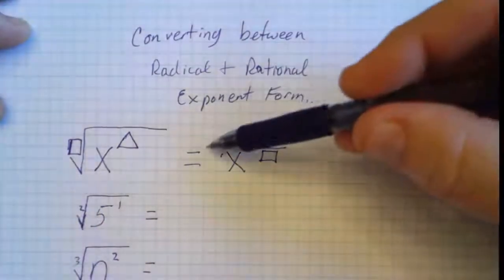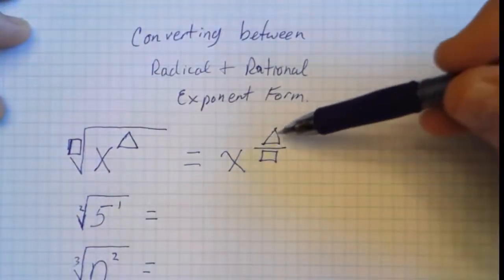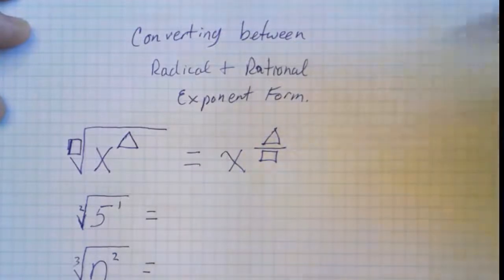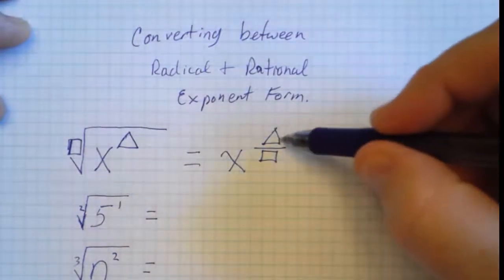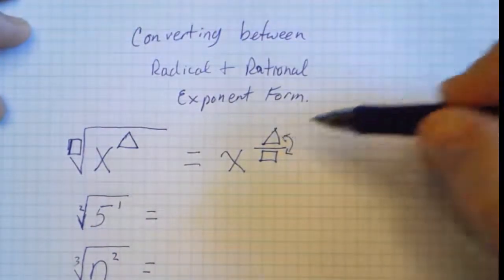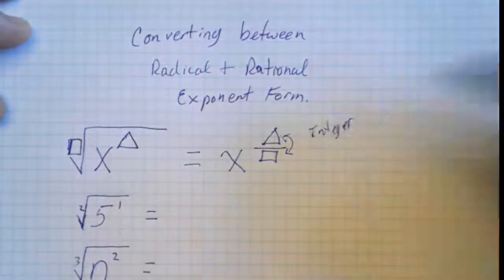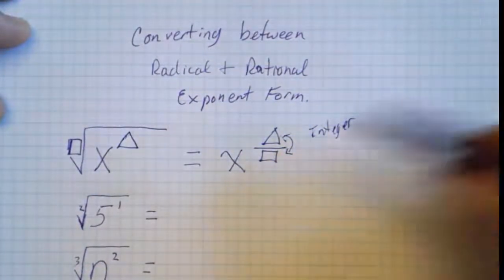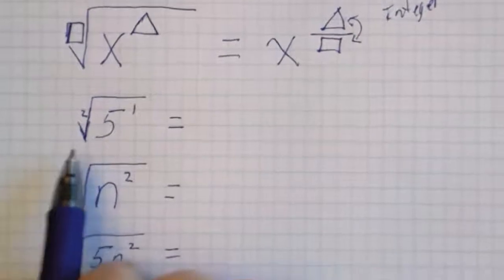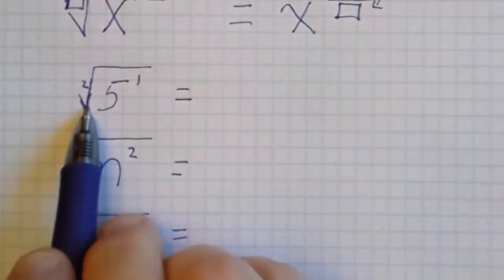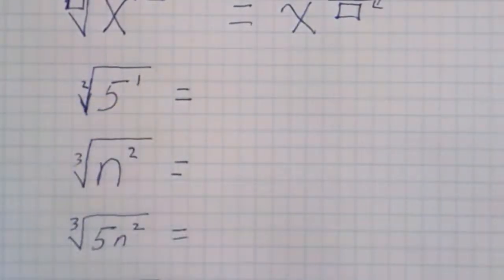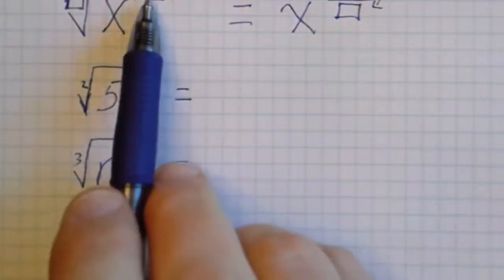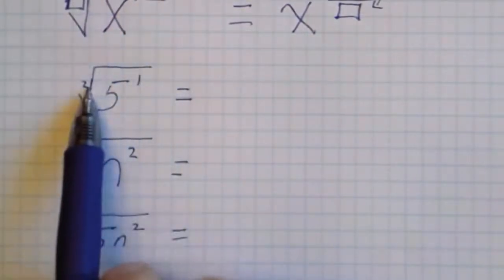And its equivalency is x raised to the triangle over box. And this is a form of a rational where we have two integer values forming a ratio, and that's what rational numbers are. For our first example here, we have the square root of 5 to the first power. Now, of course, we don't really need this 1 there. I just put it there to represent the triangle, and then the box is represented by the 2.